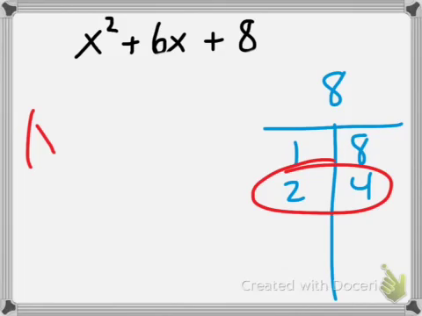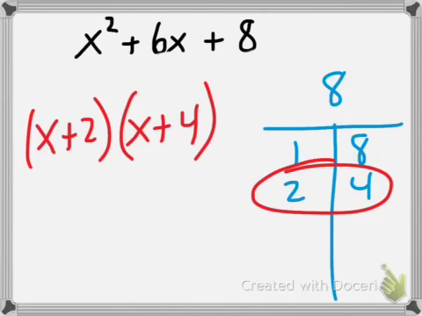Now, to write that in factored form, we're going to write x plus 2 times x plus 4. The first number being 2, the second number is 4. Now, it doesn't matter what order you write these in. I also could have written x plus 4 times x plus 2.